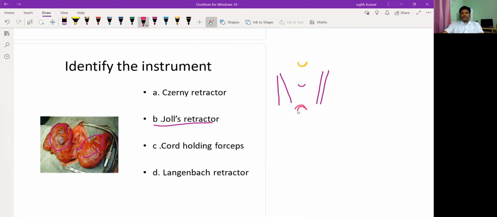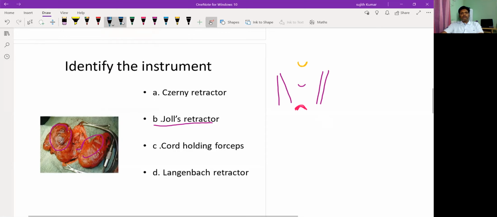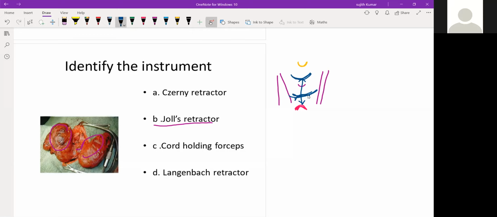Similarly, you have the suprasternal notch here. The first step of thyroidectomy is you have to make an incision, 2-finger breadth just above the suprasternal notch. This incision is called the collar crease incision. After making the skin incision, you have to raise the flaps, the upper flap up to the thyroid cartilage, and the lower flap up to the suprasternal notch. After raising these flaps, this is the cut end of the upper flap, and this is the cut end of the lower flap.